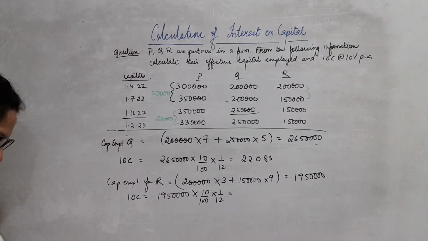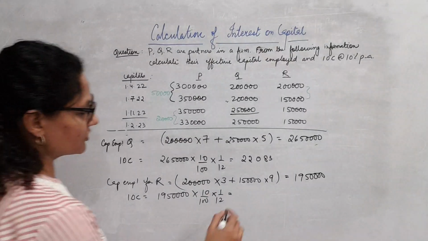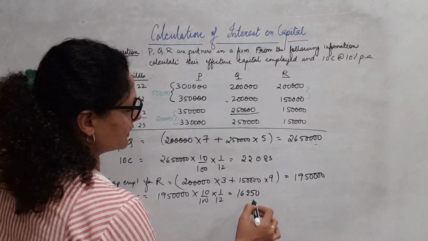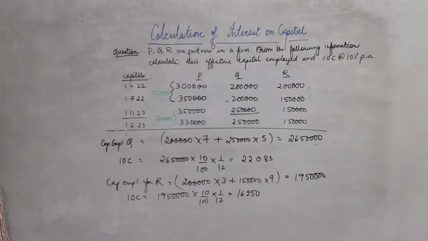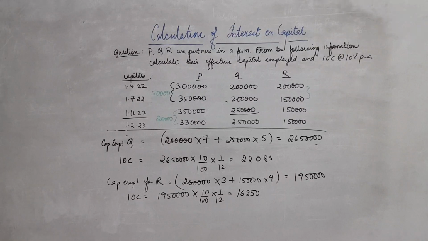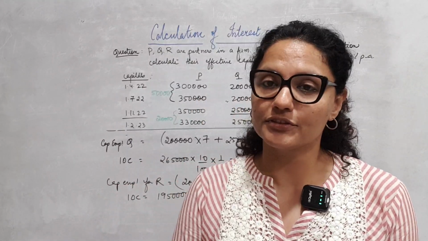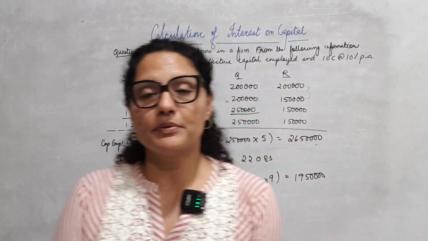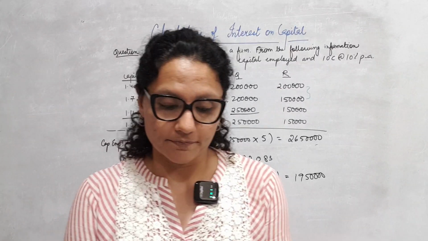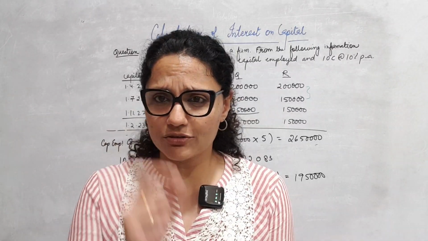So it comes to 16,250, automatically a round figure. Alright. So this is how we calculate our effective capital employed and interest on capital when the capital is changing during the year. Now here I would like to make a special note.